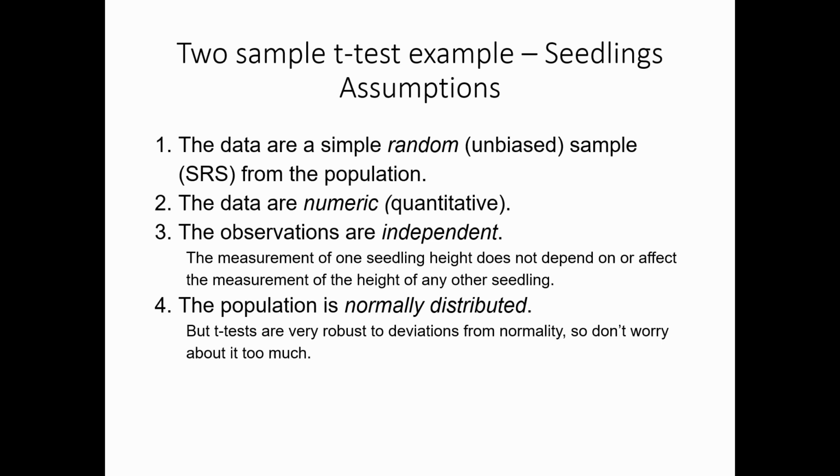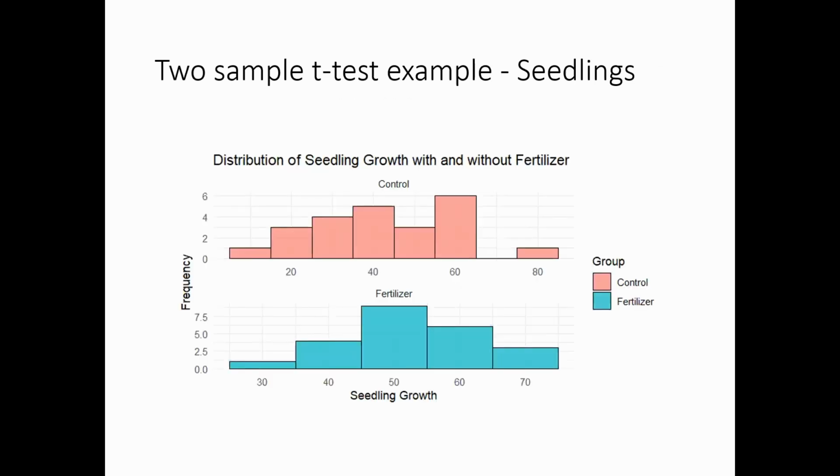Now, this is not something we can know or necessarily create in our experiment. It's something that we have to examine with our data. But again, t-tests are very robust to deviations from normality. So don't worry about it too much. Don't let yourself get stressed out. Are my data normal? We'll check it. We'll look at the rules for robustness. We'll do our best to get a big enough sample size, and probably it'll be okay. In this case, I generated normal data, so the data are normal.